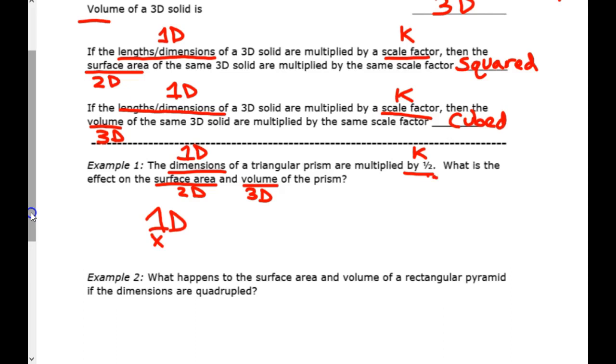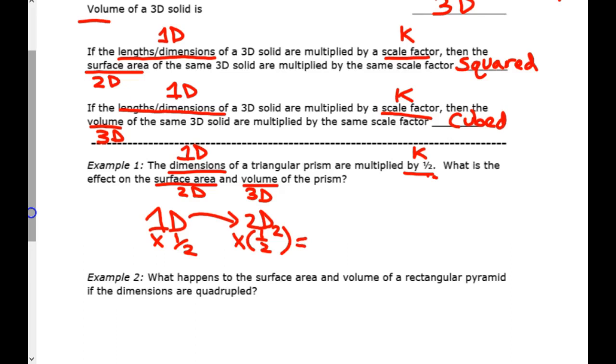1/2. So the one-dimensional change is times 1/2. So you tell me, how do I get the two-dimensional change? What do I do to 1/2? 2D means second power. I'm going to square it, okay? So the 1/2 is going to be squared. What is 1/2 squared?